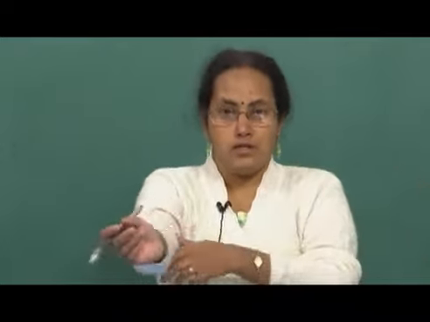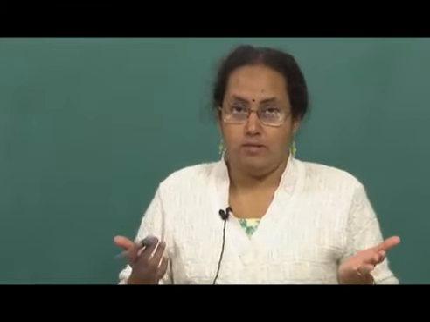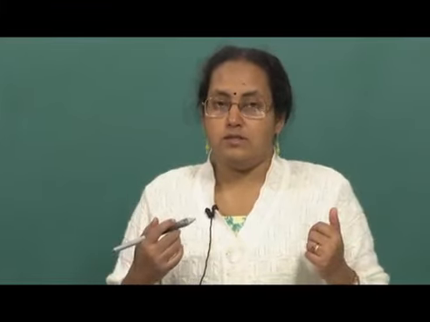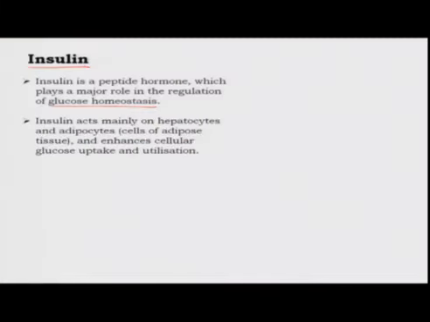So, you might have heard somebody in your family mention this, that they have high blood sugar. What do they mean? They mean that they have higher than normal levels of blood glucose in their circulation. So, this level has to be maintained within normal limits by insulin and another hormone which we will talk about, which is glucagon. So, insulin acts mainly on a lot of body cells such as hepatocytes and adipocytes.